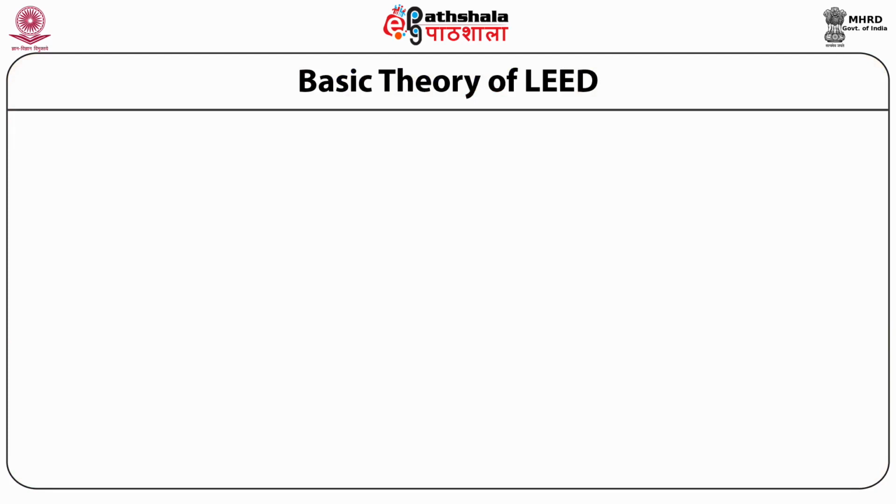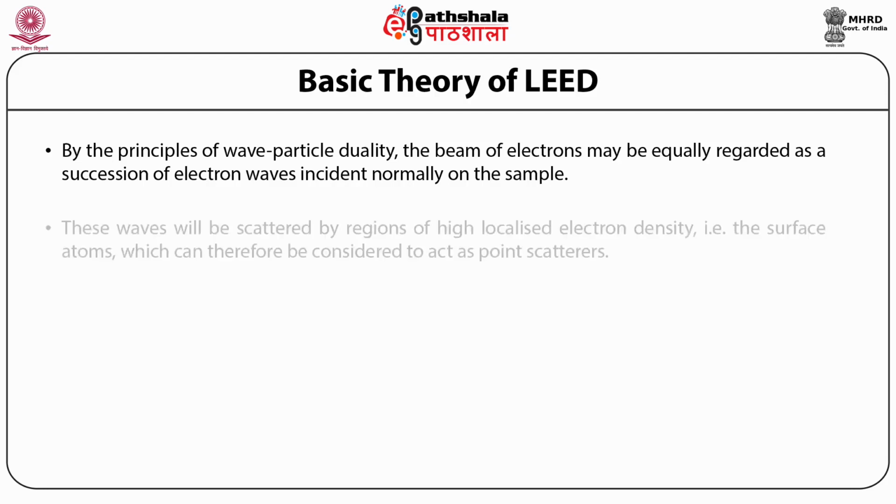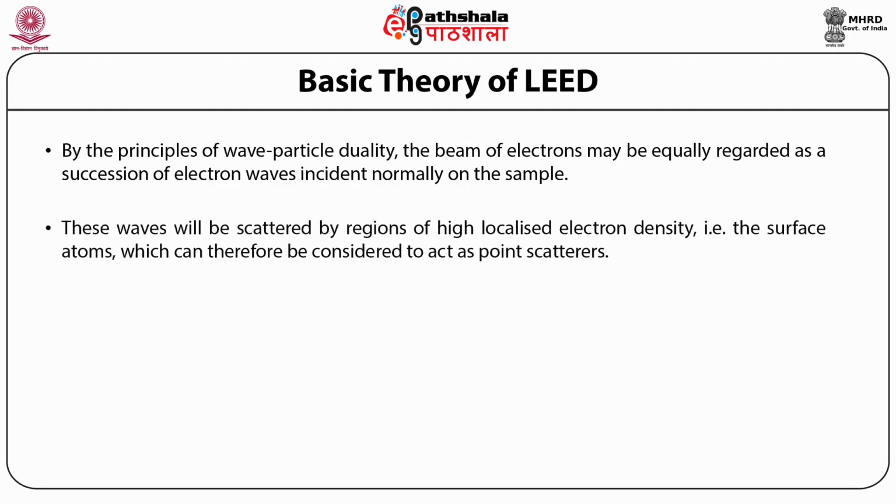Basic theory of LEED. By the principle of wave-particle duality, the beam of electrons may be equally regarded as a succession of electron waves incident normally on the sample. These waves will be scattered by regions of high localized electron density. It means the surface atoms, which can therefore be considered to act as point scatterers.